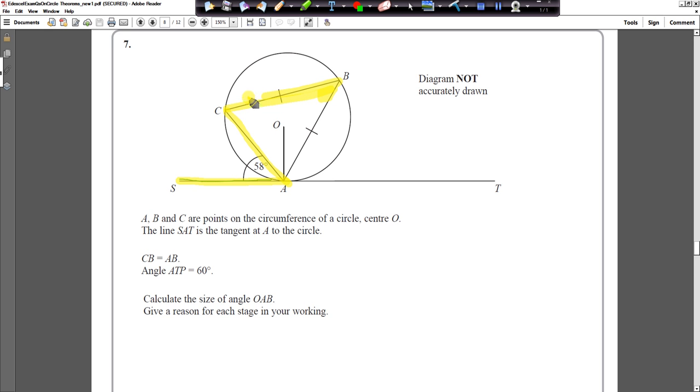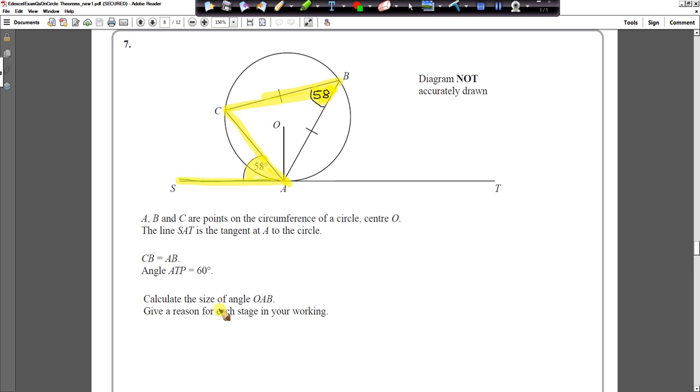The nickname that I call it is the Z flick. Or what's actually called the angle between a tangent and a chord is the opposite segment theorem. So if this here is 58 over here, then we know for sure that this angle here will also be 58. So we can put the 58 in here first of all. So we start filling in the angles.